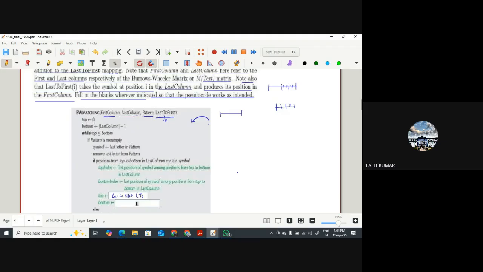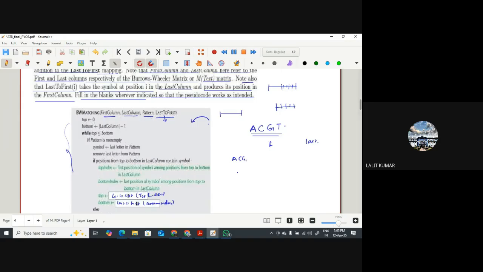Here it will come top index, and here it will come last to first, bottom index. Okay, this again they have given directly from the algorithm, but to solve this, in case you get stuck, what do you do? You take one simple sequence A, C, G, T. Make a Burrows-Wheeler transformation with the first column and last column of this, and then try to find a pattern like ACG.